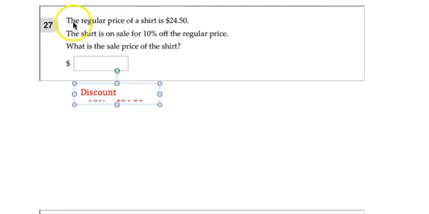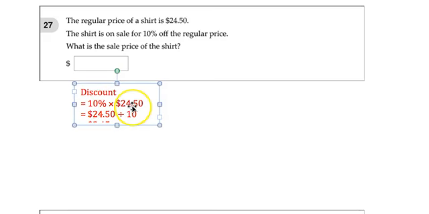Now for question 27. Now this is non-calculator, remember. So the regular price of a shirt is $24.50. And the shirt is on sale for 10% off that regular price. And what is the sale price of the shirt? So you have to work out the discount. All the money off will be 10% of $24.50.